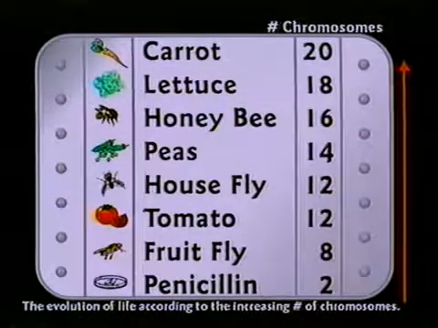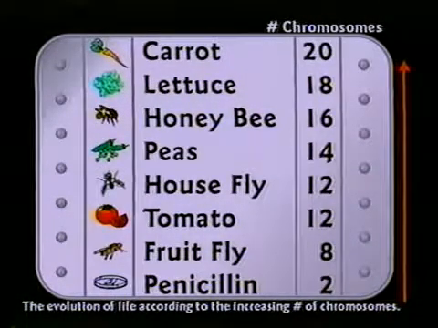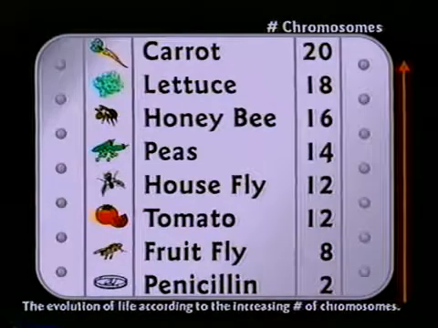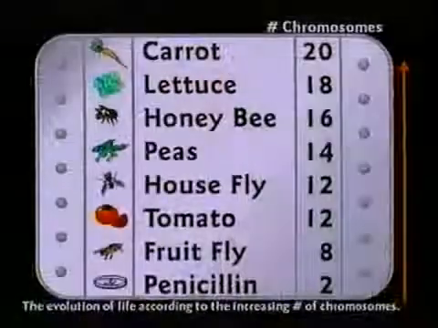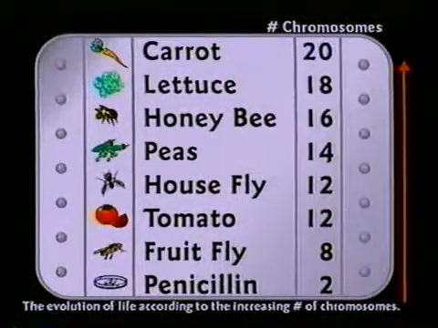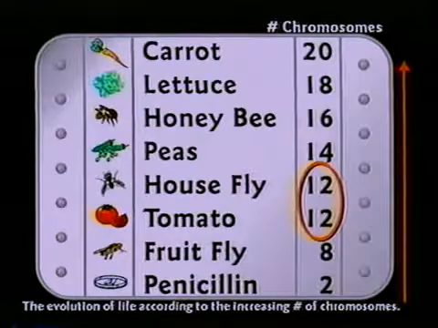So I put these animals and plants and things in order as a spoof to make fun of the evolution theory, how the more complex you get, the more you evolve. And how penicillin evolved first and slowly turned into a fruit fly, and over millions of years got some more chromosomes and became either a tomato or a housefly. They're twins, you know. Nobody can tell the difference between a tomato and a housefly. They both have 12 chromosomes.